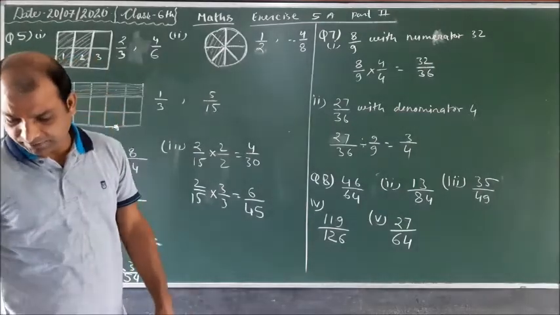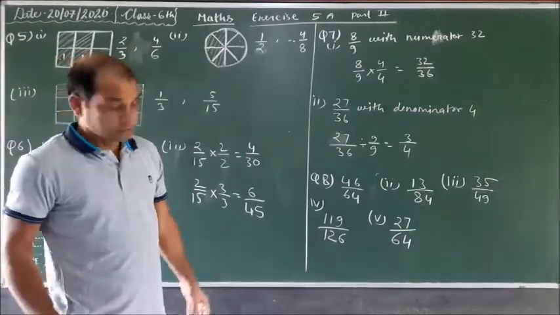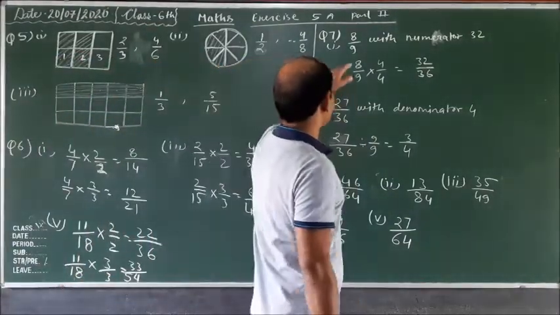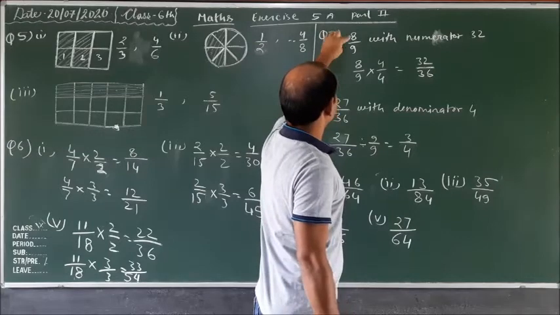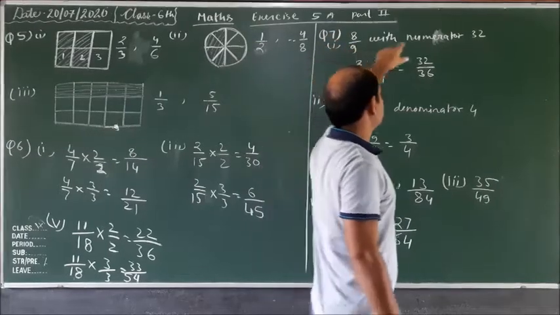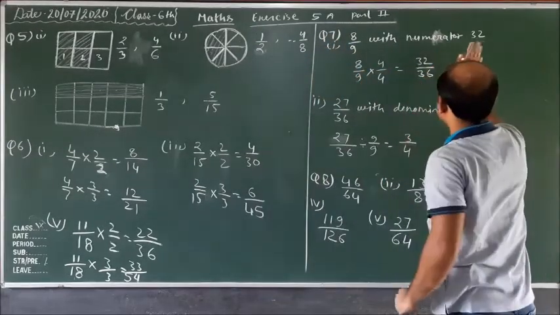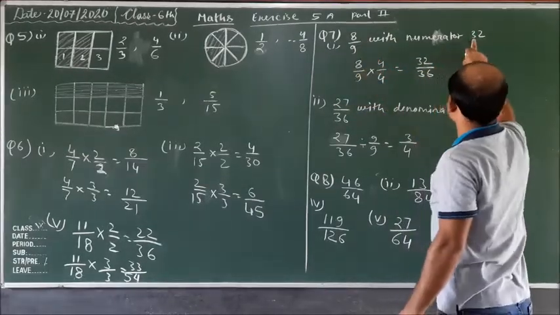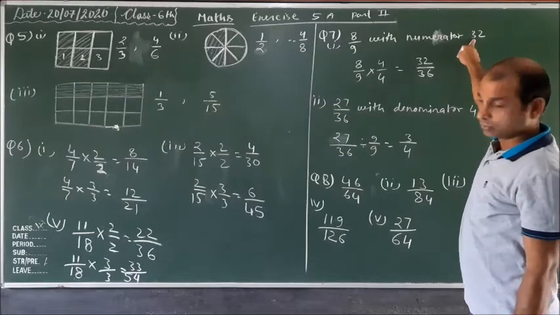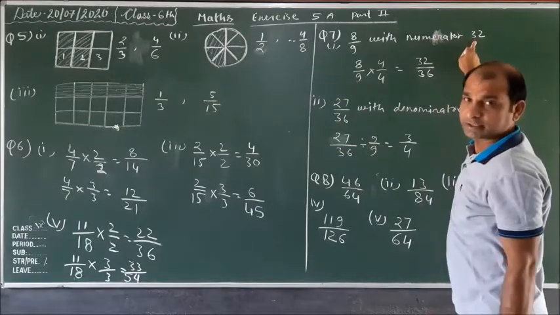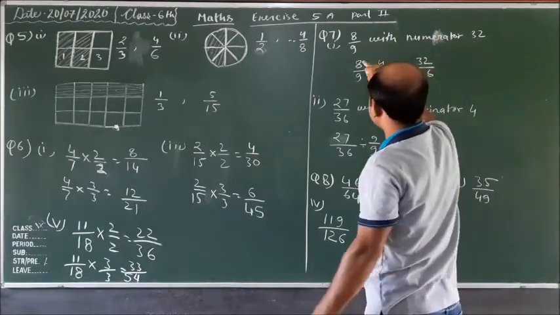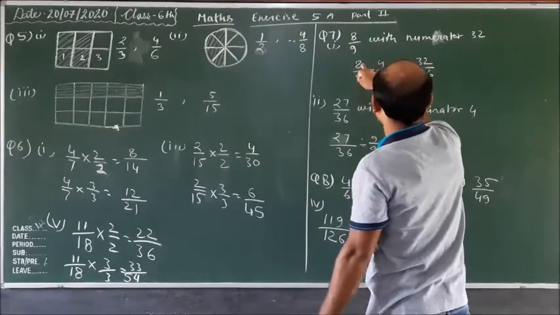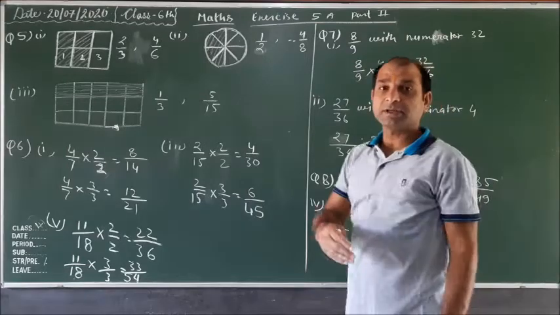Now the question number 7. Write an equivalent fraction of 8 upon 9 with numerator 32. This means the fraction is 8 upon 9, but your numerator should be 32. Which number do we multiply by 8 to find the numerator 32?